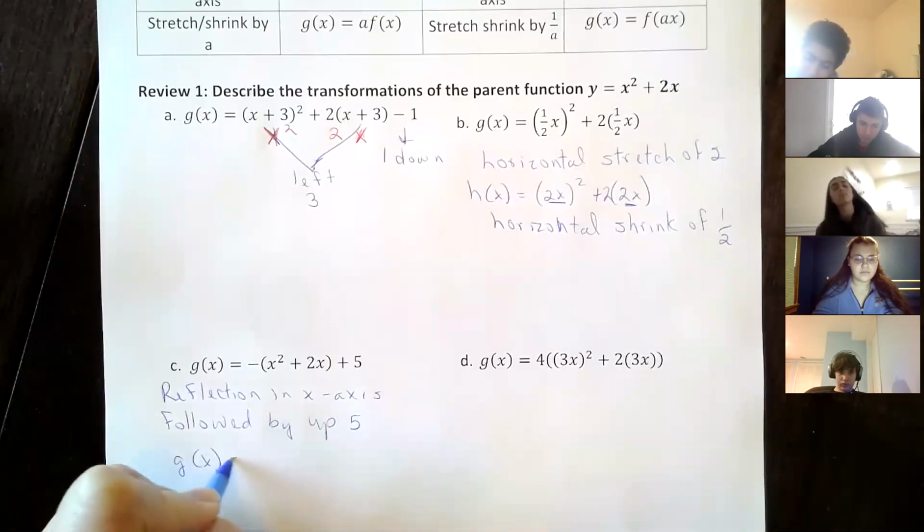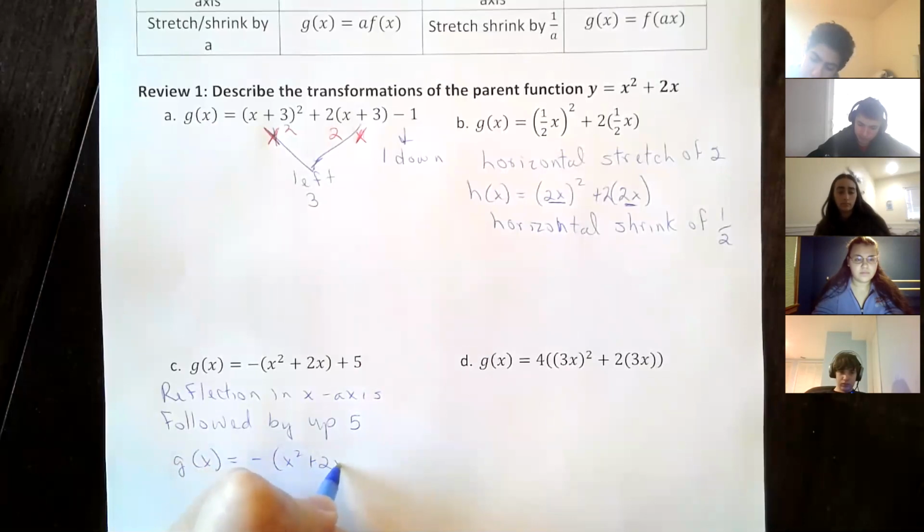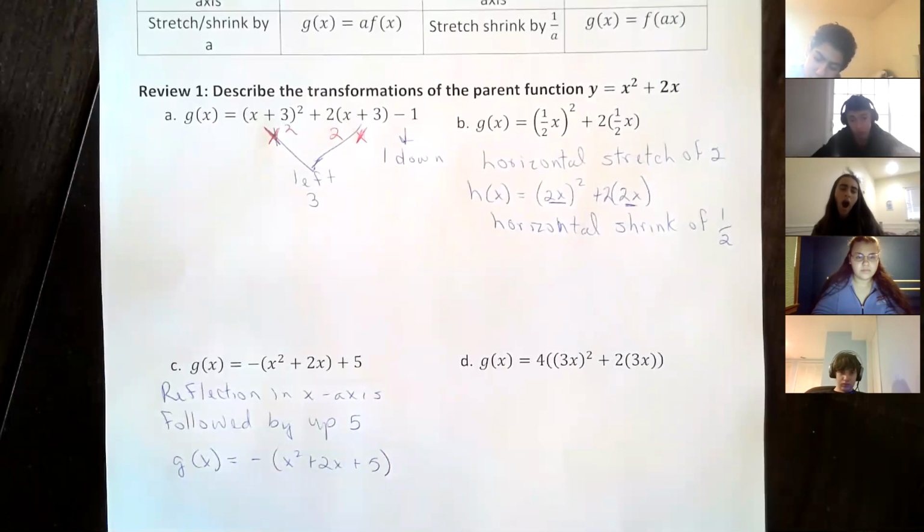What would be different if I wrote it this way? It'd be down 5, I guess. Okay, it would be down 5, or we could say it this way: it's up 5 first, and then it's a reflection over the x-axis.